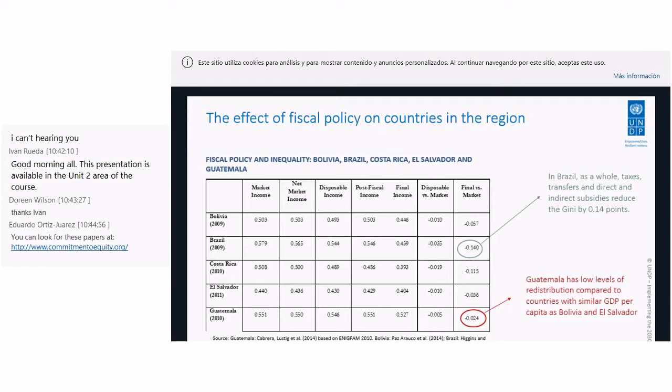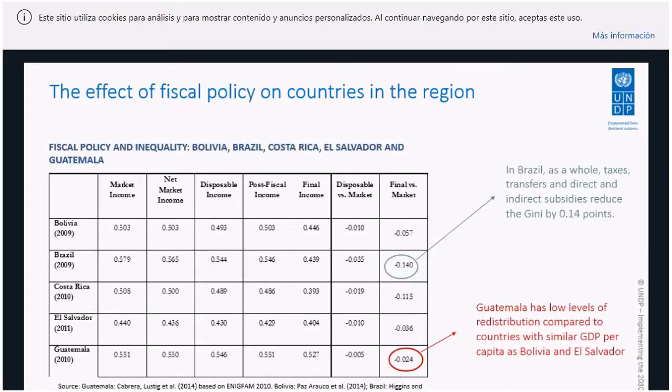And we can see now the Gini coefficient. The numbers that we see in the tables are the Gini coefficients for different definitions of income. We can see in the case of Brazil, for example, that if we compare the Gini coefficient for market income and the Gini coefficient for final income, the Gini coefficient is reduced by not 14 points. There is a considerable reduction in inequality in Brazil through state intervention: taxes, subsidies, transfers in kind, etc. And we can see the case of Guatemala, which is not that progressive.